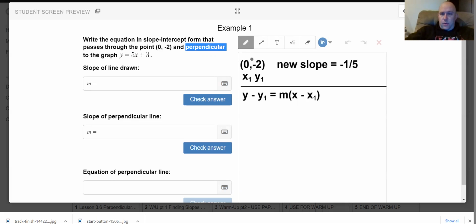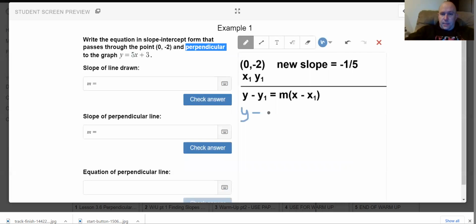Now, for this particular one, as this actually is the y-intercept here, because you can see the x value 0, as the y-intercept is negative 2, you could actually write the answer straight down as negative 1/5 x minus 2. That doesn't always work, which is why we sometimes want to check using that point slope formula.